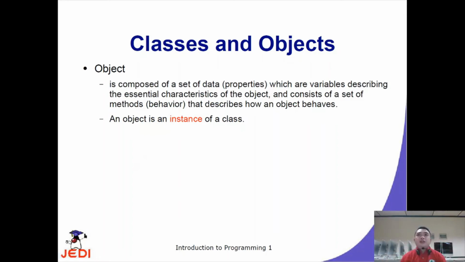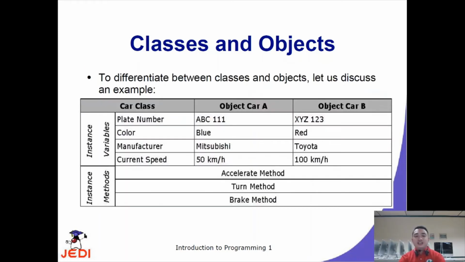So methods are basically what you call on each object, and these methods will be executed once they are called. We do have a separate discussion on methods later. To differentiate classes and objects, let us discuss this example.